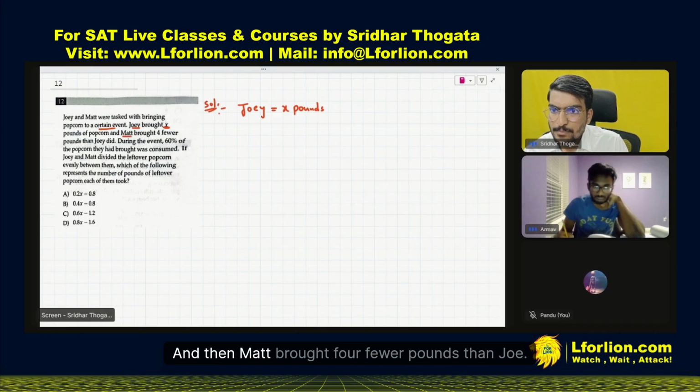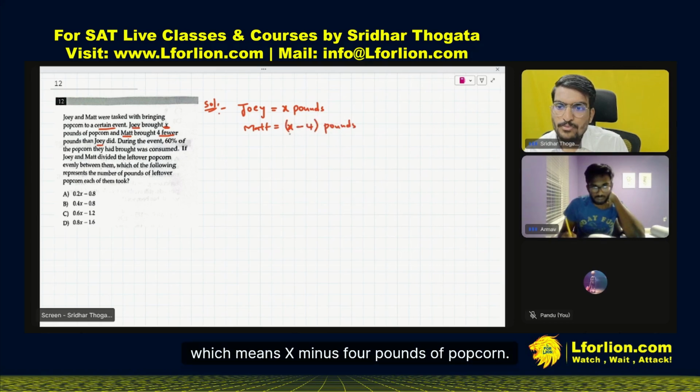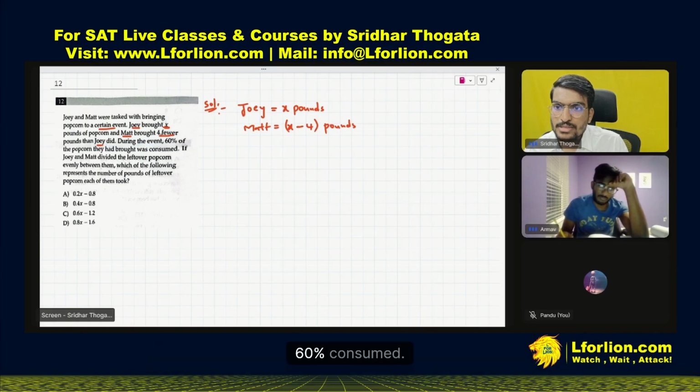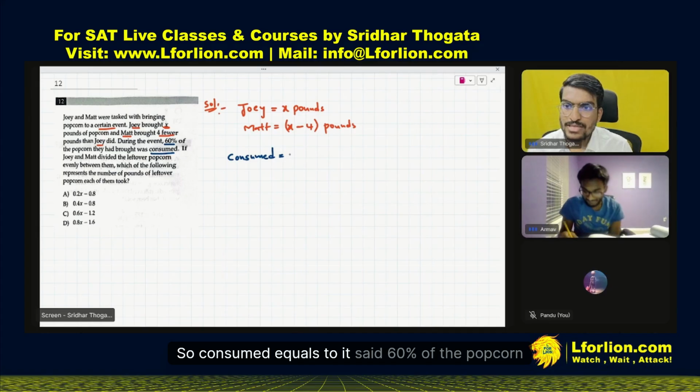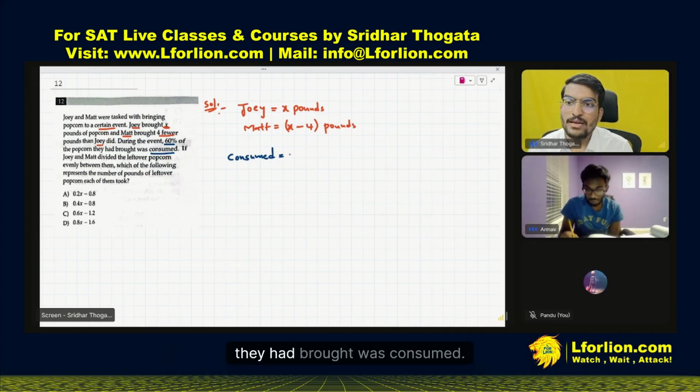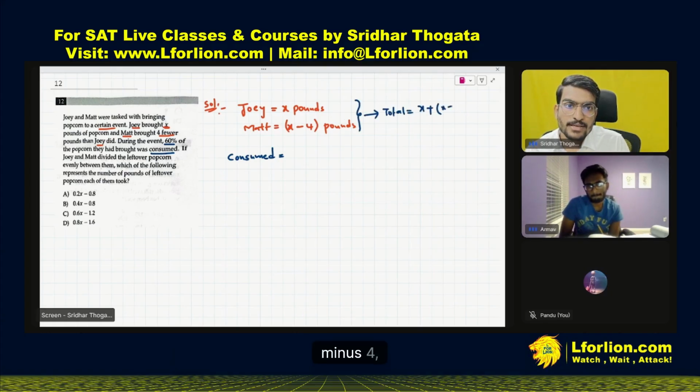And then Matt brought 4 fewer pounds than Joe. So Matt brought 4 fewer, which means X minus 4 pounds of popcorn. During the event, 60% of the popcorn they had brought was consumed. For that, we need the total. Total equals X plus X minus 4, that is equal to 2X minus 4.